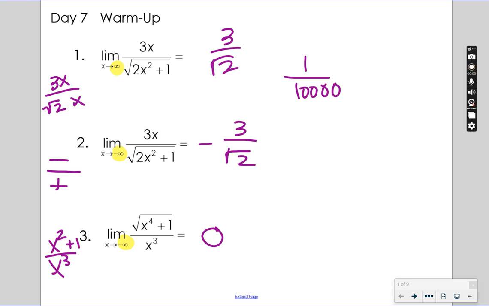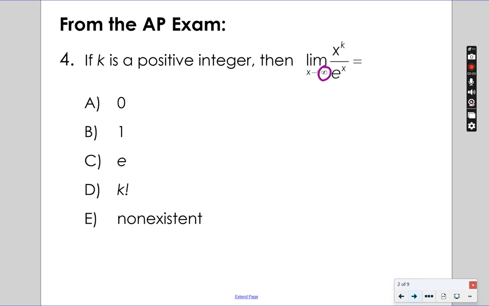So I like to think about it as a race. So in this case, we need to think about which do you think would get bigger, a polynomial or an exponential? Who would win that race? Exponential is going to win the race. So that means it's bottom heavy. So what do you think the answer is? 0.